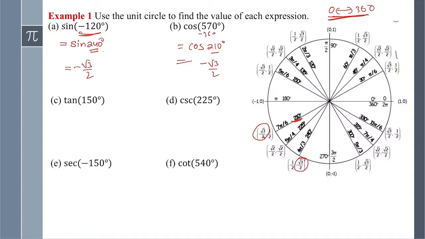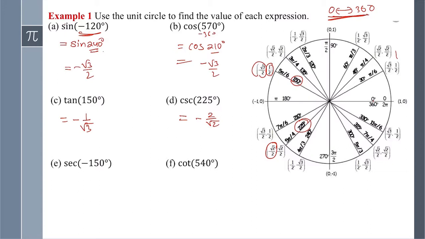Similarly, tangent of 150 degrees: you can look at 150 degrees right here. Now the tangent is sine over cosine. So 1/2 divided by negative square root of 3 over 2, which is negative 1 over square root of 3. Okay. Now, the next one is cosecant of 225 degrees. Cosecant is the reciprocal of sine. So first go ahead and find the angle 225 right here. The sine is negative square root of 2 over 2, but cosecant is the reciprocal of sine, so it's negative 2 over square root of 2.